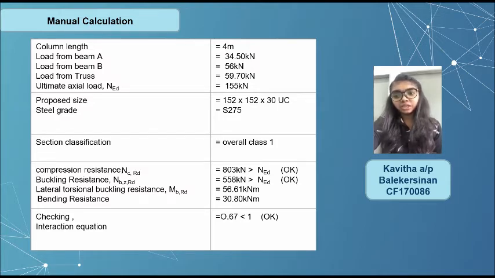The section classification overall is class 1, and the compression resistance is 103 kilonewton, which is more than NED, which is okay. Buckling resistance is 558 kilonewton, more than NED, okay. Lateral torsional buckling resistance is 56.1 kilonewton meter, and the bending resistance is 30.80 kilonewton meter. The last check for the column gives 0.75, which is less than 1, meaning okay. So the overall calculation concludes that the proposed size is acceptable for the column.